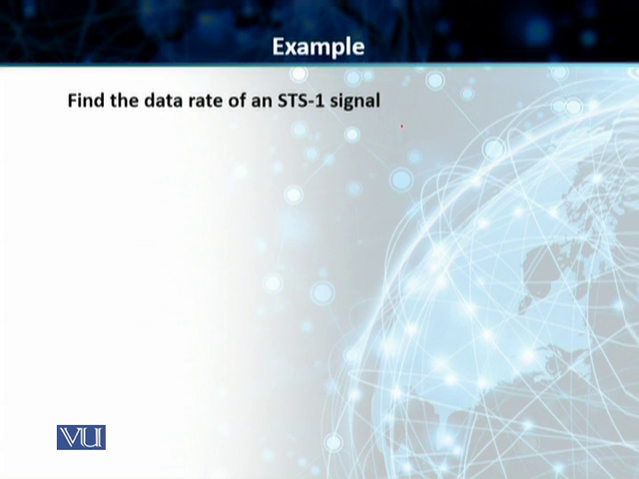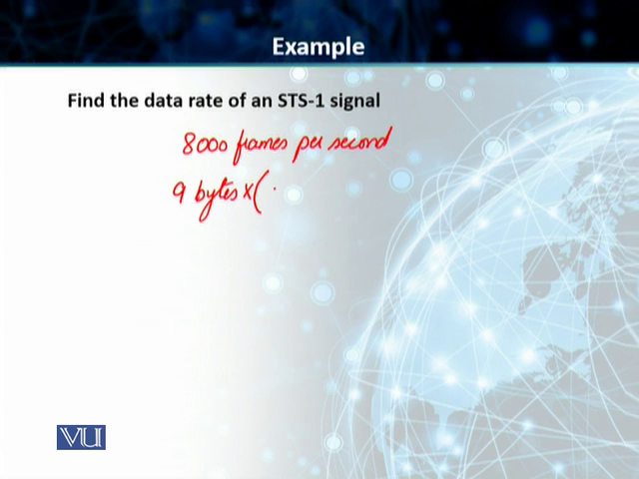Students, we'll do an example. In this particular case, we need to find the data rate of an STS-1 signal. As I told you earlier, each STS signal sends frames at the rate of 8,000 frames per second. In the case of an STS-1 frame, it is made up of 9 by 90 bytes. So I told you 9 bytes in the vertical direction, or the number of rows, and then you have got 1 cross 90 into n, so 1 cross n bytes in the horizontal direction.